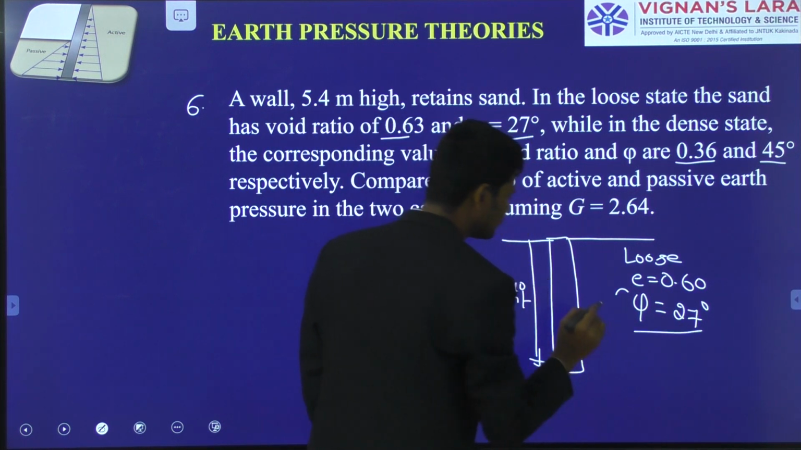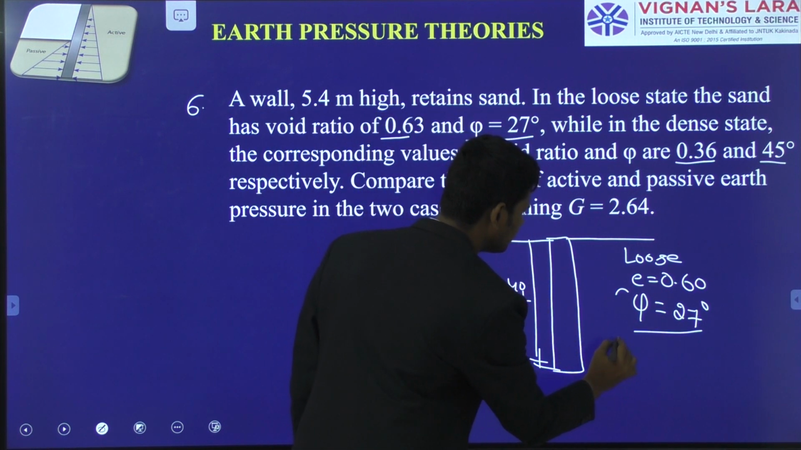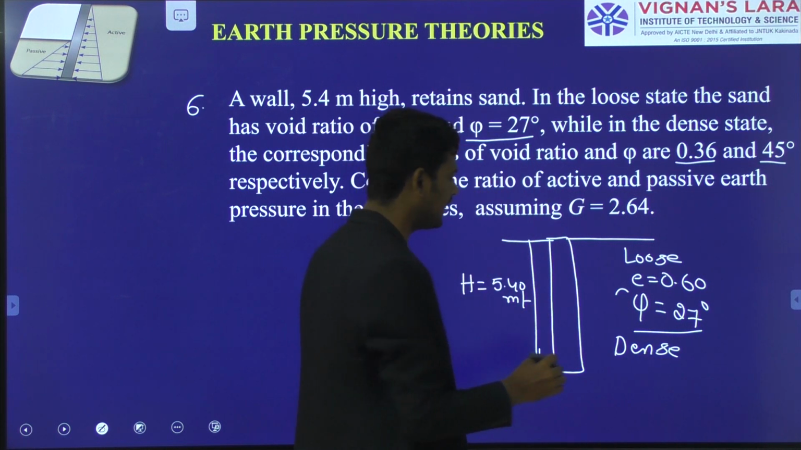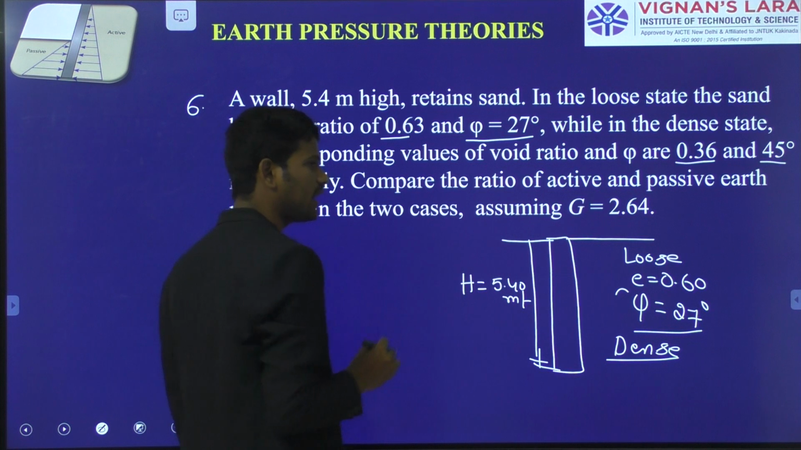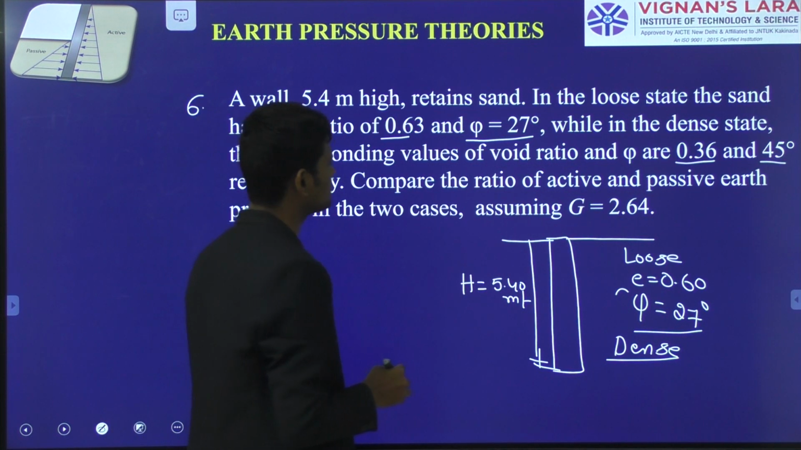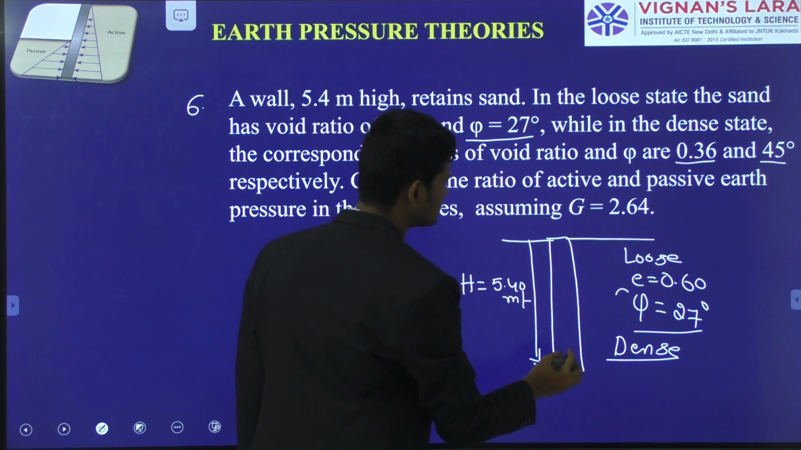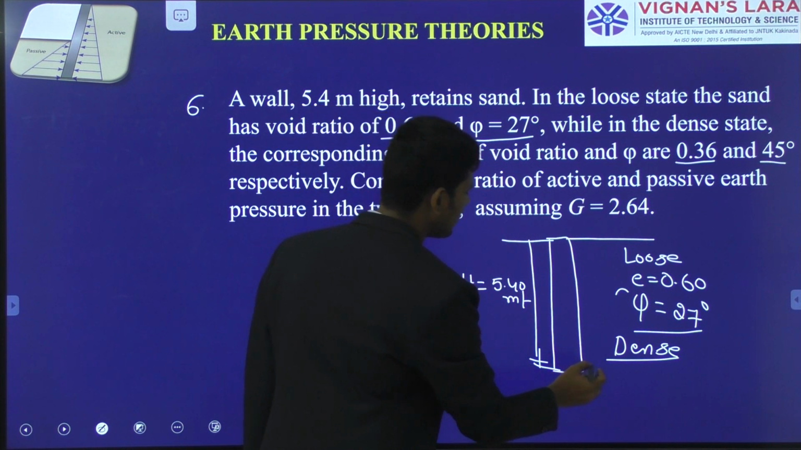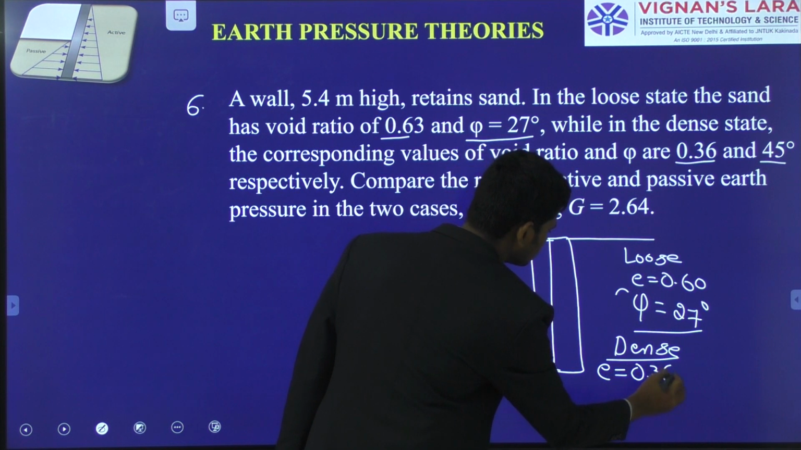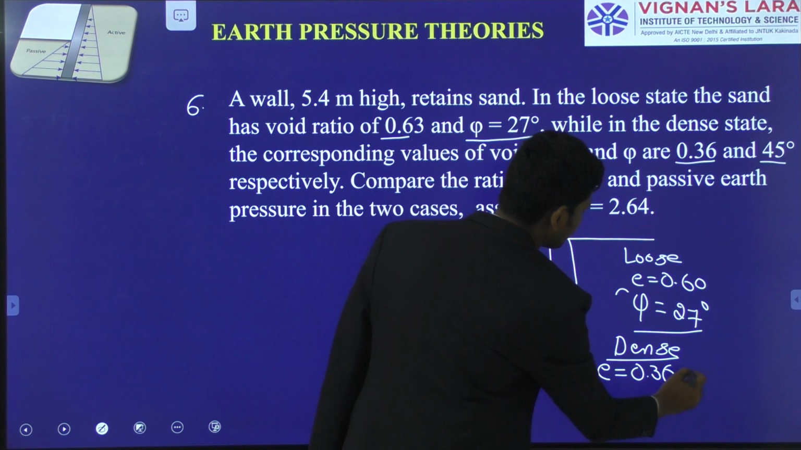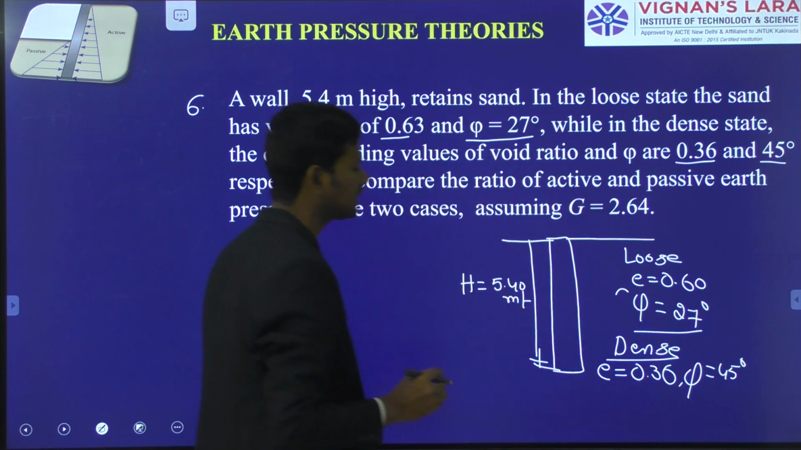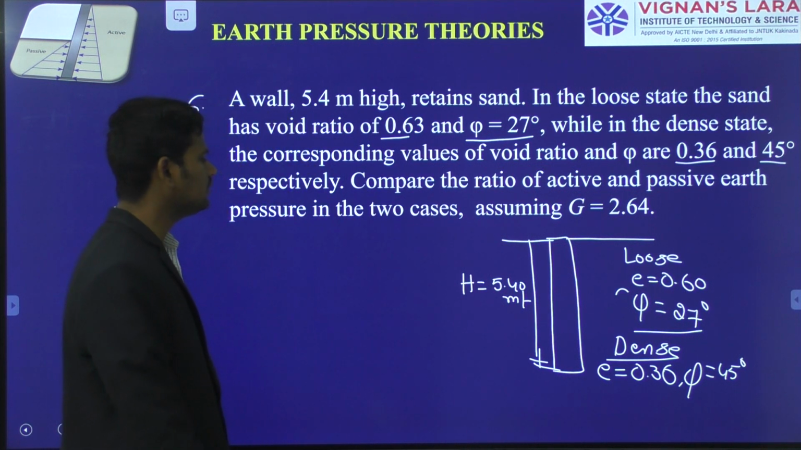Next, they are giving when the soil is in the densest state, that means when the soil has a low void ratio. Again we have to calculate the active earth pressure and passive earth pressure. When the soil is in the densest state, void ratio e equal to 0.36 and angle of internal friction phi equal to 45 degrees.